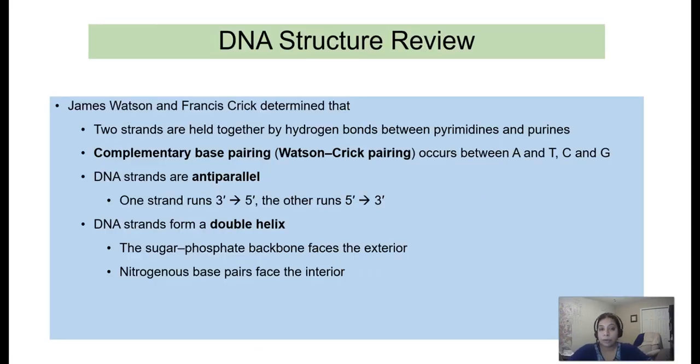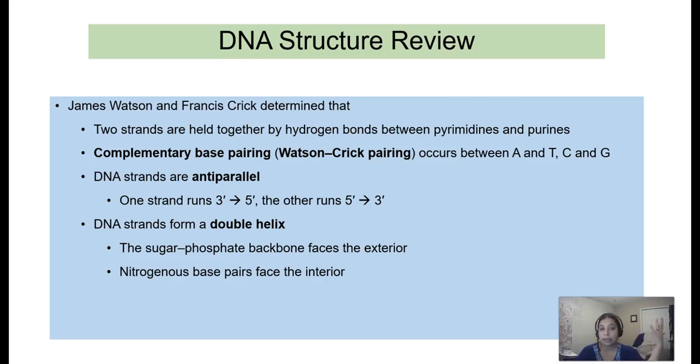So just to review the DNA structure, James Watson and Francis Crick were the ones that built that first model of DNA, where they showed the 2 strands held together by hydrogen bonds between pyrimidines and purines. The complementary base pairing, which is called Watson and Crick pairing, based on Chargaff's rule, where A and T are paired together and C and G are paired together.